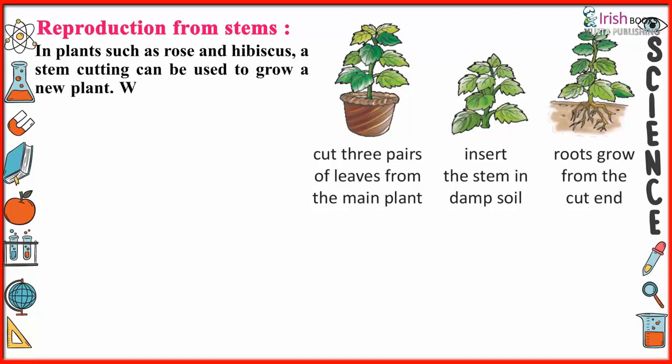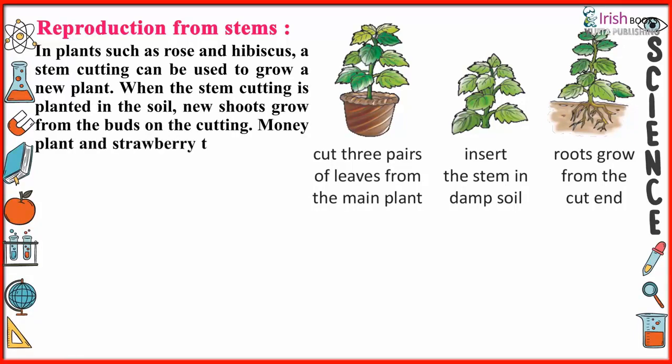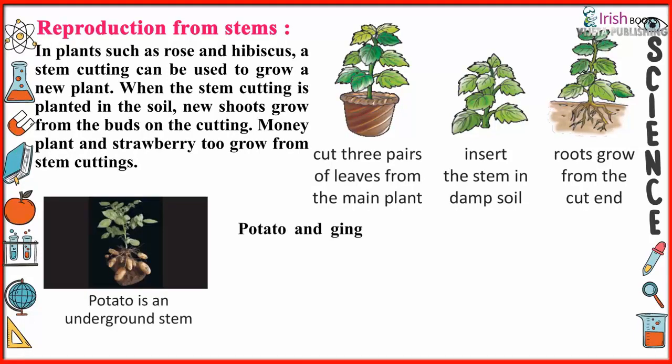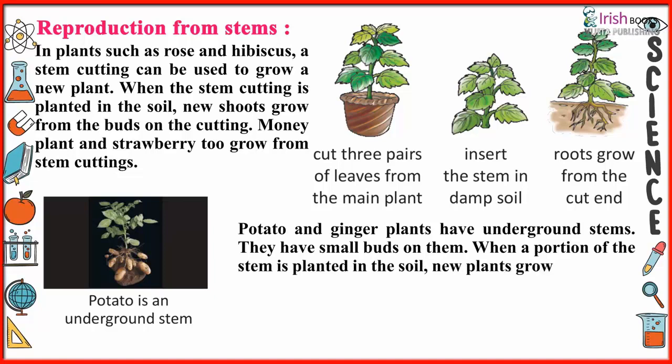When it is planted into the soil, new shoots grow from the buds on the cutting. Money plant and strawberry do grow from stem cuttings. Potato and ginger plants have underground stems. They have small buds on them. When a portion of the stem is planted in the soil, new plants grow from these buds.